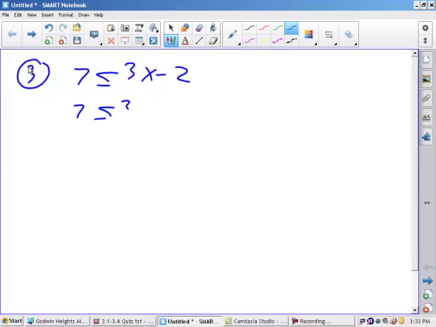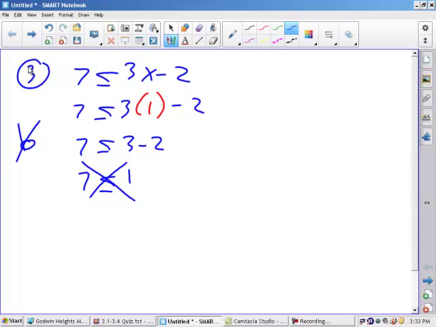So I put in 3 times, I'll do this in a different color, 1 minus 2. So 7 is less than or equal to 3 minus 2. 7 is less than or equal to 1. Is that true? No, it's not. So it is not B. Okay, now I'm going to try another one.